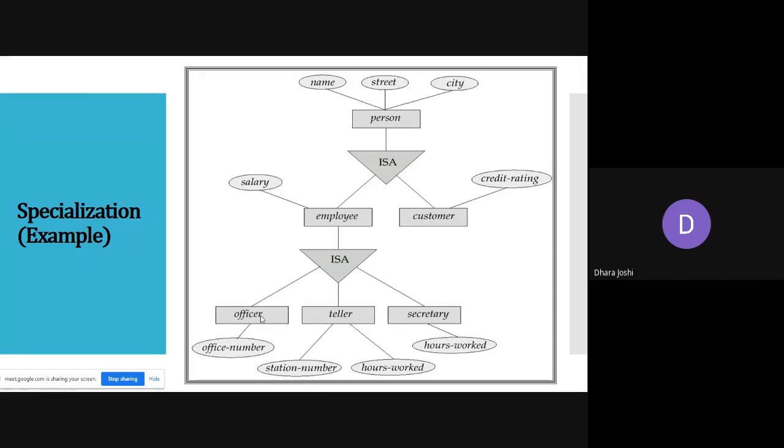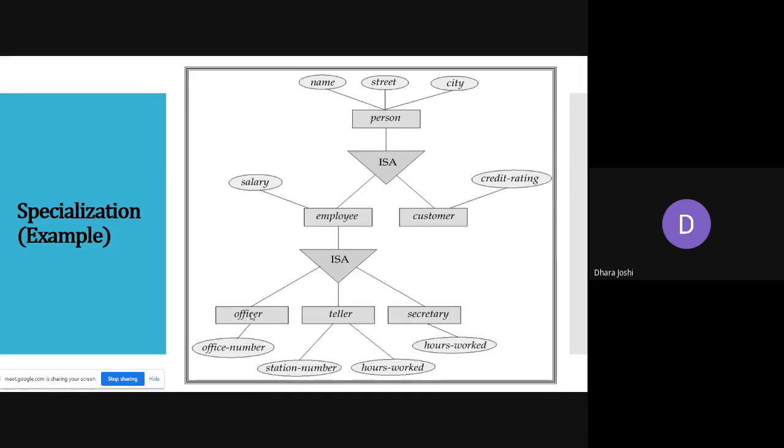So officer now has two attributes: one is salary and the other is office number. But if you look at it in larger terms, officer is an employee, and employee is a person. So ultimately officer is also a person. Tailor is also a person and secretary is also a person.